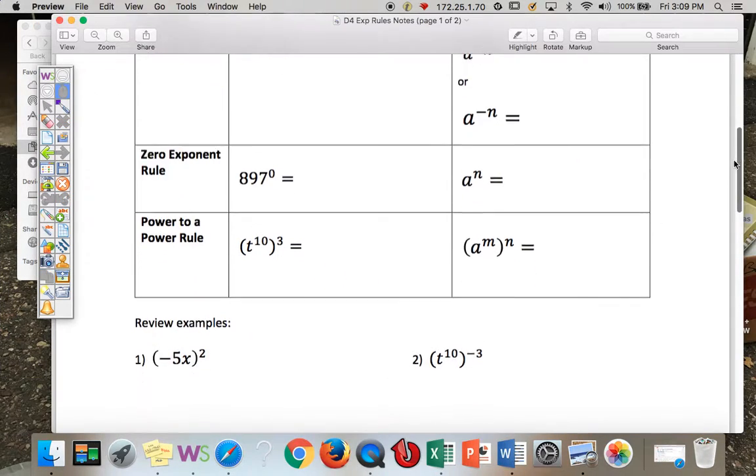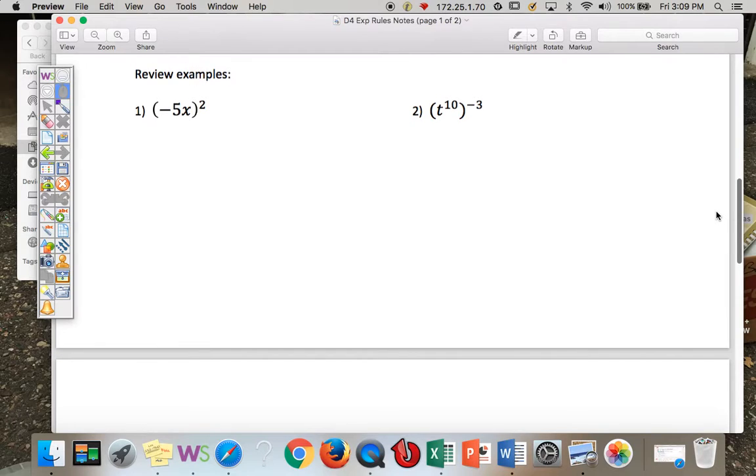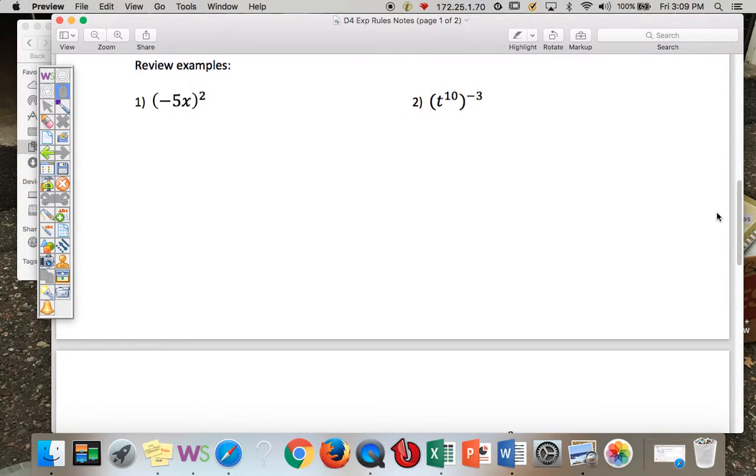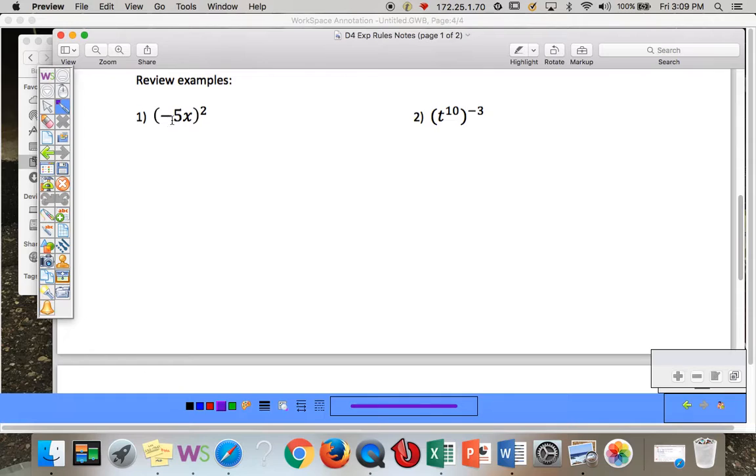Okay, so with those in mind, again, we're going to do, I think, 10 examples. And these ones are a little bit different than yesterday because we have a lot more negatives. So let's take a look at this. This is negative 5x squared. And if you forget what this means to do, write it out. This means negative 5x times itself, negative 5x.